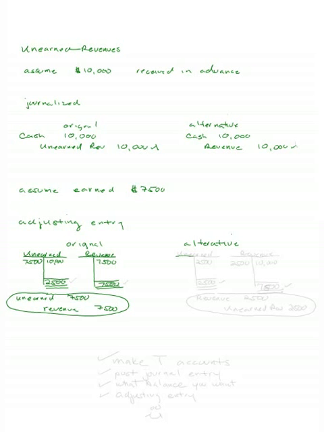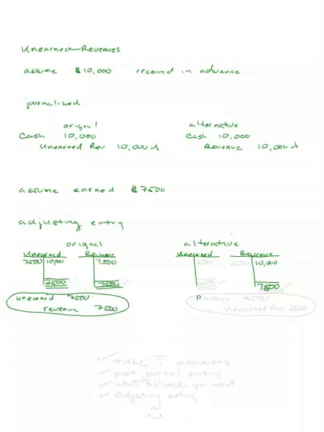Let's look at the alternative method now and make T accounts that show where we are and then where we need to be. I have an unearned account that has nothing in it, and I have a revenue account that has $10,000 in it, based on this journal entry being posted. And remember, I have earned $7,500. So I want my revenue account to show that I have earned $7,500. What is the journal entry that will make my revenue account show that I have earned $7,500, not $10,000, which is where it currently sits?